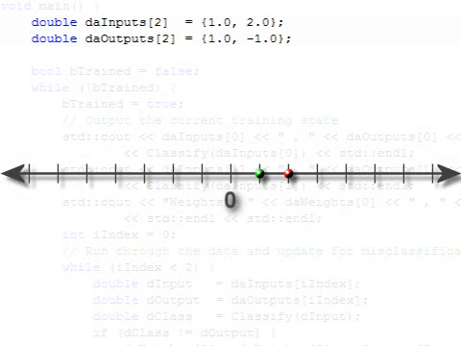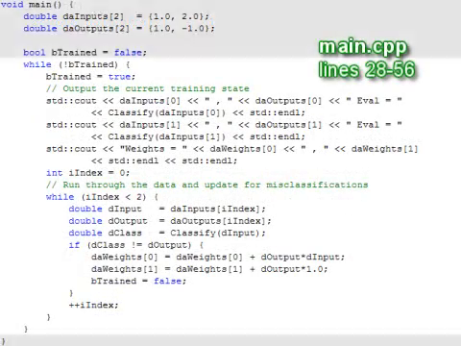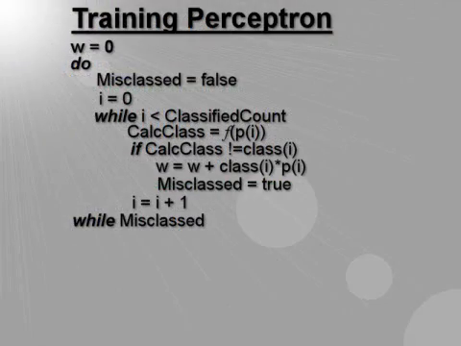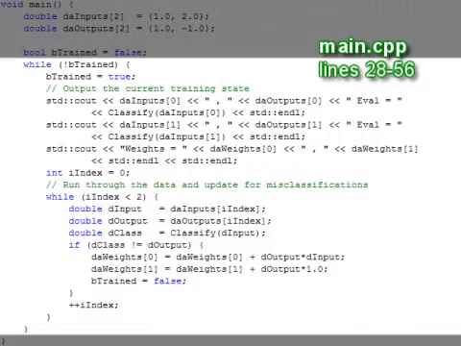In lines 29 and 30, we declare and initialize the input and output arrays for the two points shown here. The inputs are the x values, and the outputs are the classifications. Here the point is colored green to indicate the output value is 1, and red for negative 1. Looking at the outer while loop in our main function, the code is very similar to the pseudocode that we showed in the neural networks lesson 1. The outer loop runs until both points are correctly classified.